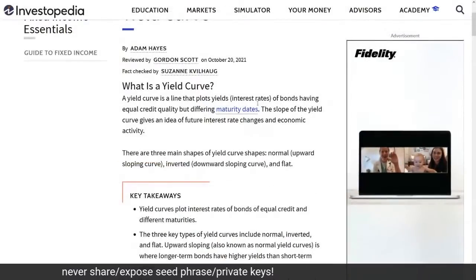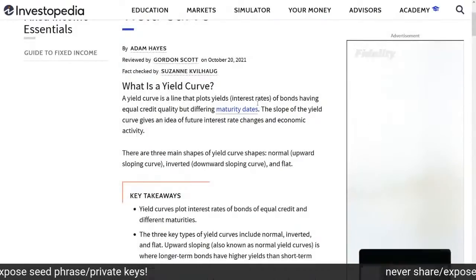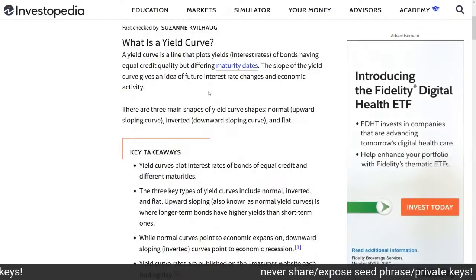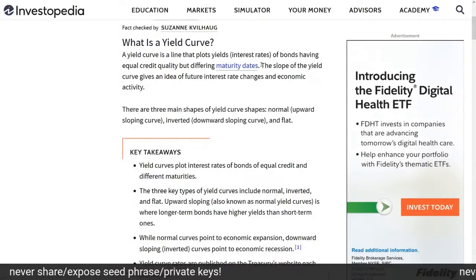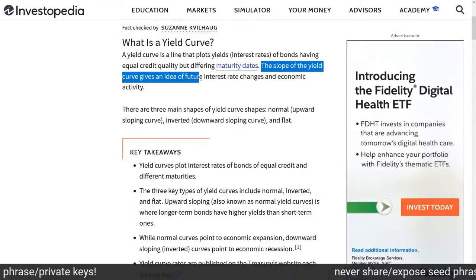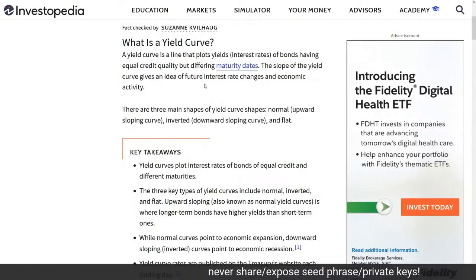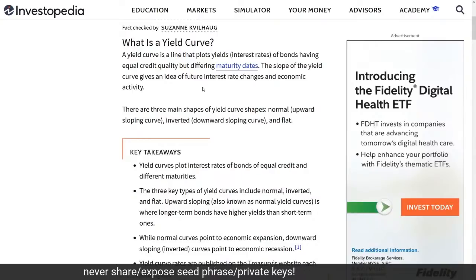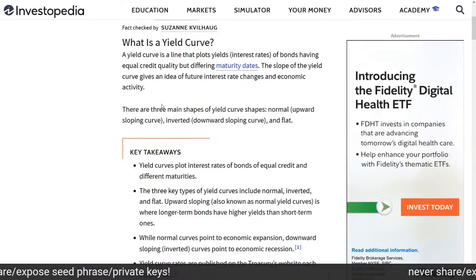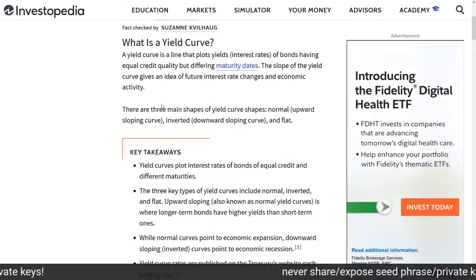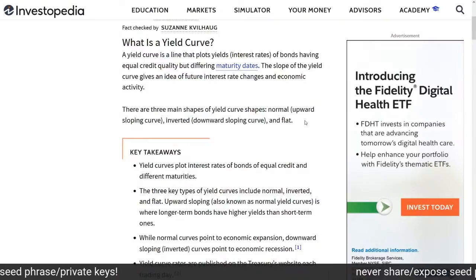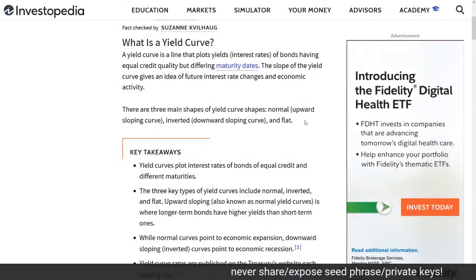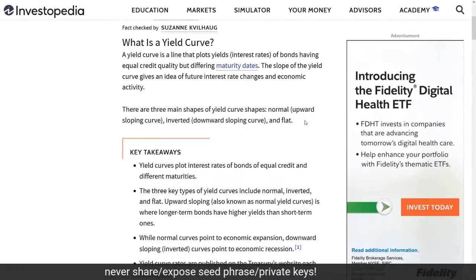Now, this is where it gets interesting, because how can something in real time give an idea of the future, right? This is basically what this is saying. The slope gives an idea of the future. Now, how is that possible, right? Because this is kind of what this whole thing is about. And we're going to get into that because it's actually very simple. But there are three main shapes of the yield curve: normal, inverted, and flat. And each has its own connotation. So it's very important to understand that.